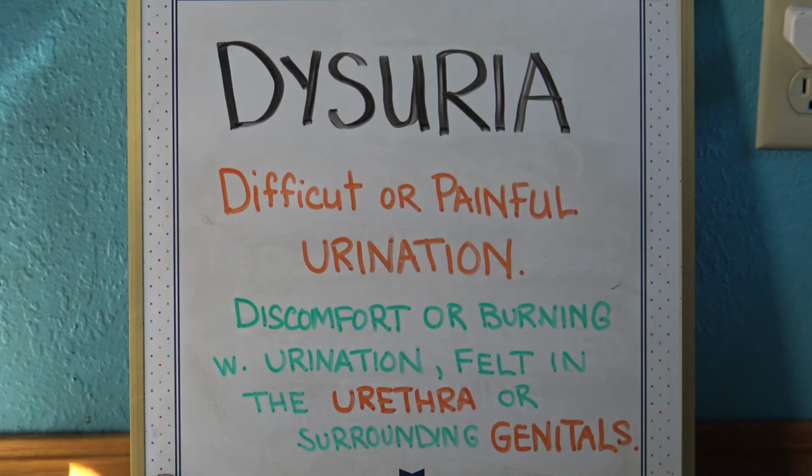Dysuria. Dysuria. So difficult or painful urination. It is some discomfort or burning with urination, usually felt in the urethra or the surrounding genitals. Dysuria. So dys and uria is urine. Difficult or painful urination.